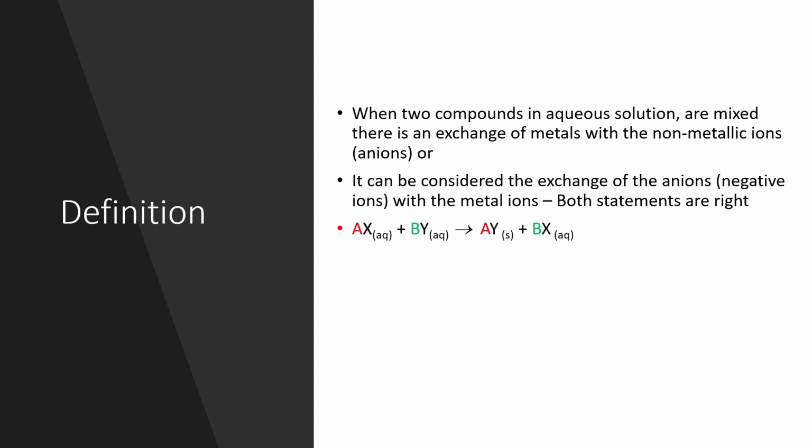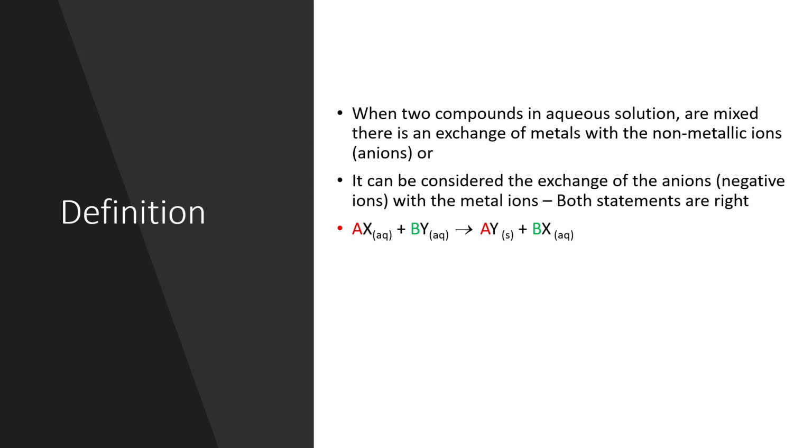The generic reaction here in this case is AX, which is soluble in water, therefore we write aq, reacting with BY, which is soluble in water, again aq. Both solutions are aqueous. When you mix these solutions, if a chemical reaction takes place, usually a precipitate is formed. A precipitate is a solid that is formed, and it can have a very specific color depending upon the ions that have taken part in the reaction.